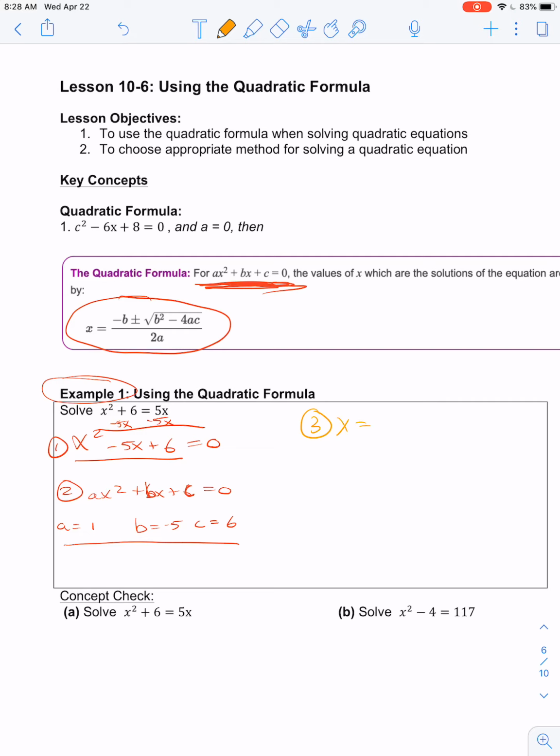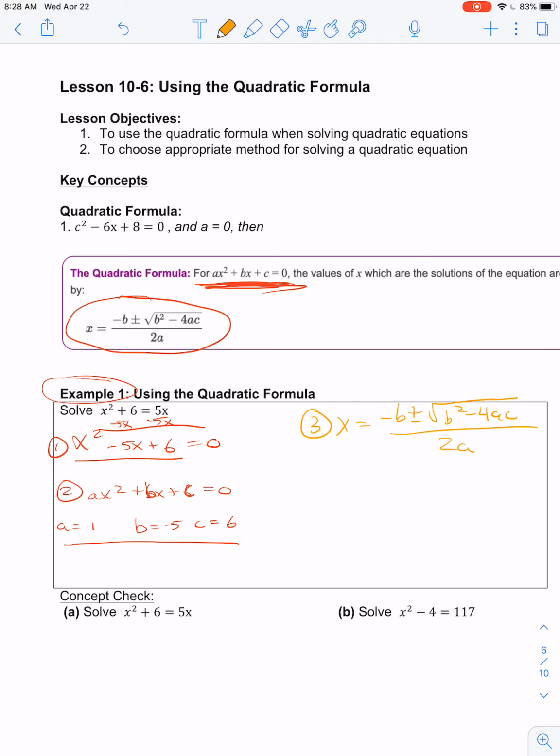So x equals negative b plus or minus the square root of b squared minus 4ac, so this should be the 5th time you're writing this on your paper, over 2a. I know it sounds like a lot of letters and numbers, but once you get the hang of it and once you memorize the formula, it's actually pretty easy and straightforward. We're just going to memorize the formula and be able to plug in the values.